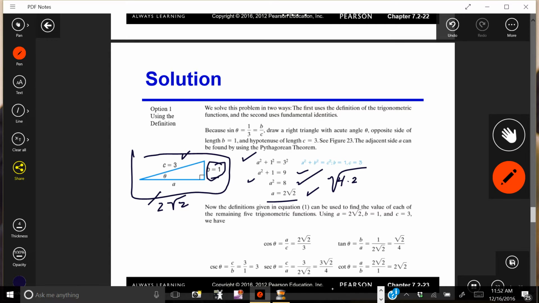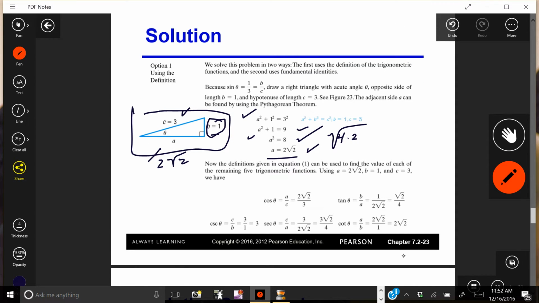So now we've got the triangle identified, and the cosine would be adjacent over hypotenuse, which is 2 square roots of 2 divided by 3. So now we have cosine. The tangent is equal to opposite over adjacent, which would be 1 divided by A, which is 2 square roots of 2. Taking the reciprocal of 2 square roots of 2, that simplifies to the square root of 2 divided by 4.